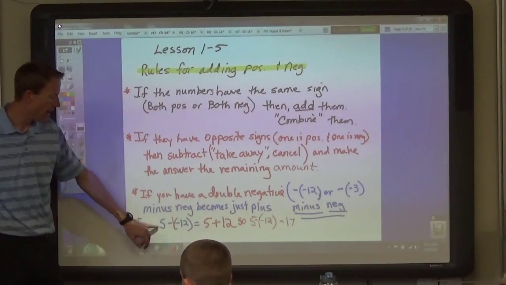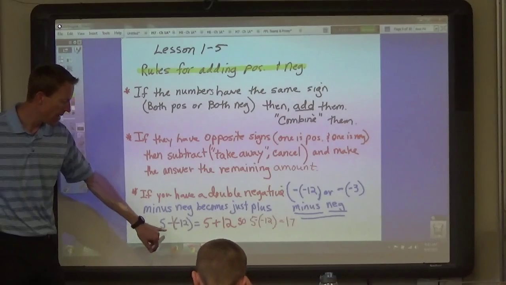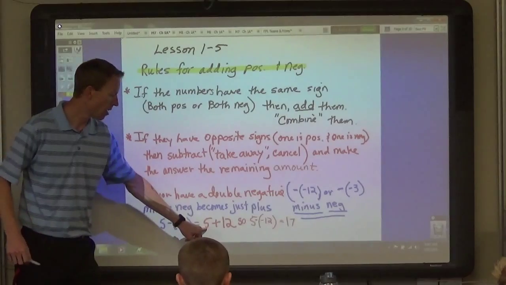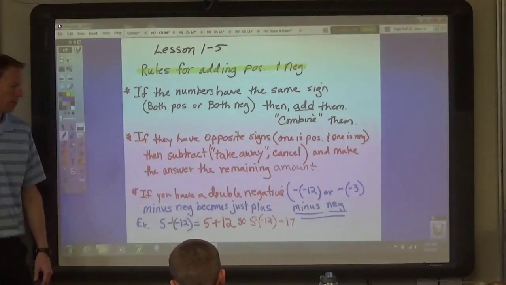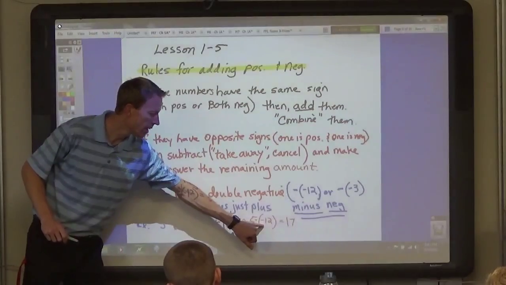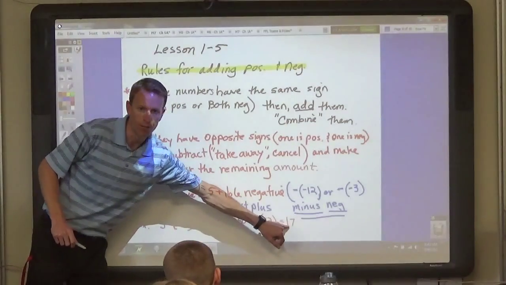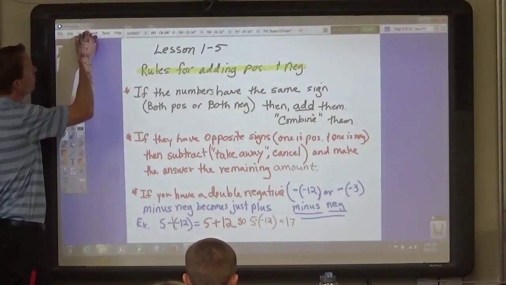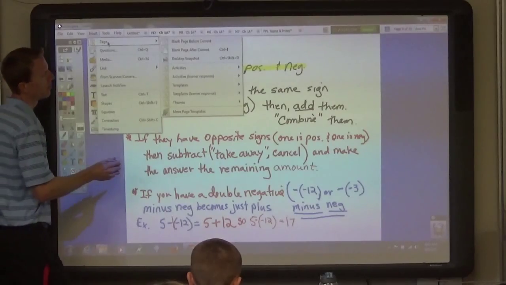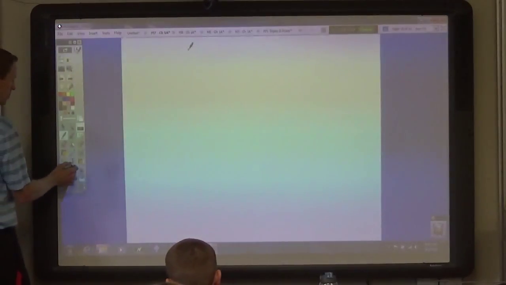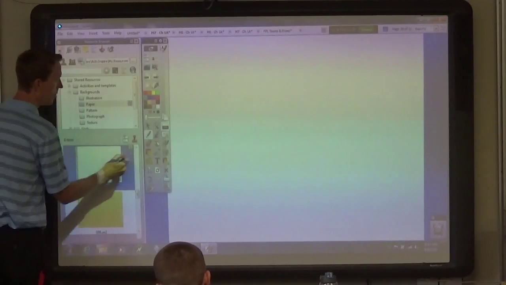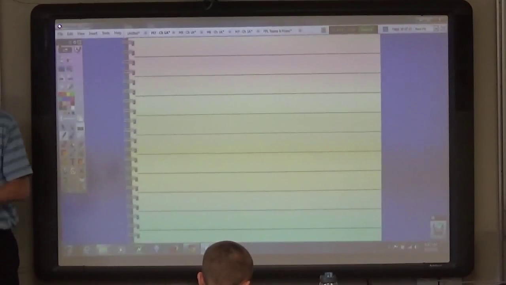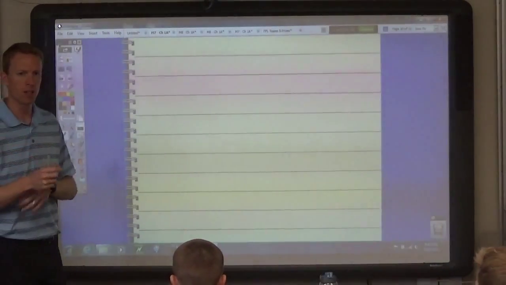Or if you have a problem like this, 5 minus negative 12. That just becomes 5 plus 12. So 5 minus negative 12 is really 5 plus 12, which is 17. Okay? Let's go through some more examples of this. So let's add some paper here. And let's look at a different way of looking at this.